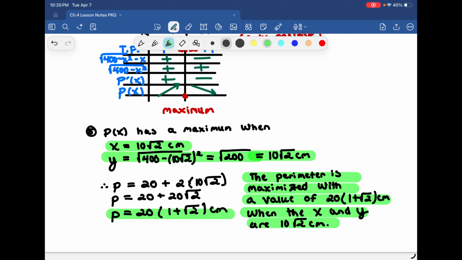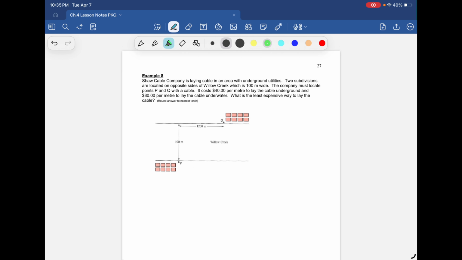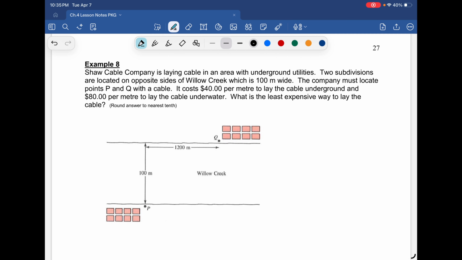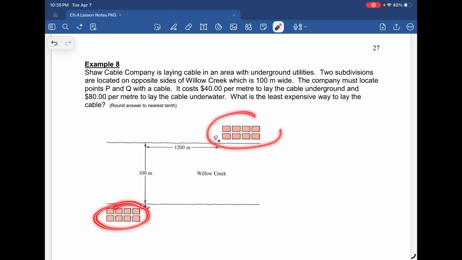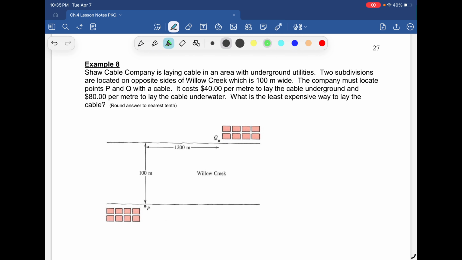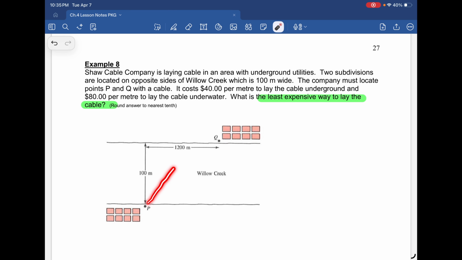Great. Okay, last problem. We go on to example 8, which is about this Shaw Cable Company, so pretty well-known company around Canada. We are laying cable underground and underwater, and specifically they have different costs. So to lay wire underwater, meaning somewhere under this cross, because we want to go from this station to this station, and we want to do it in the most cost-effective way, aka the least expensive way to do this. So I'm just going to make sure I highlight this right here, the least expensive way to lay this cable, where it costs us $80 to go under the water, and then it costs us $40 to go on land.